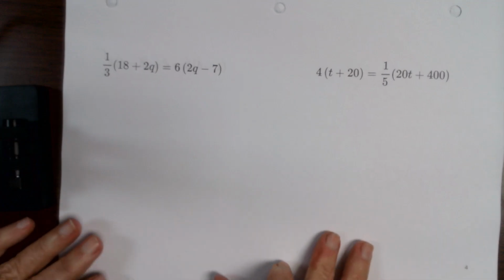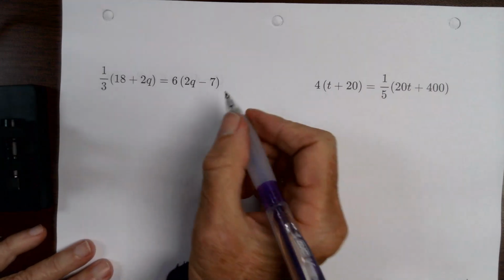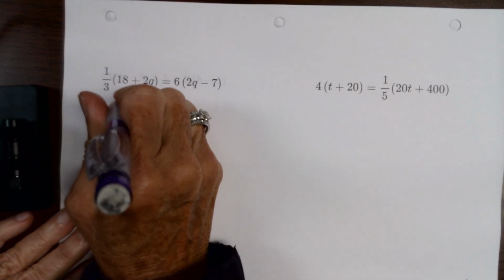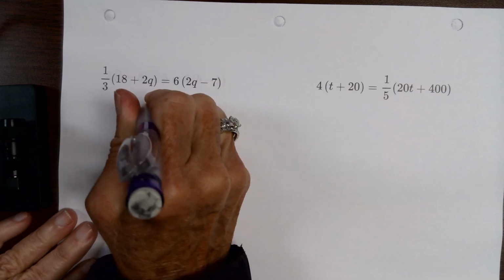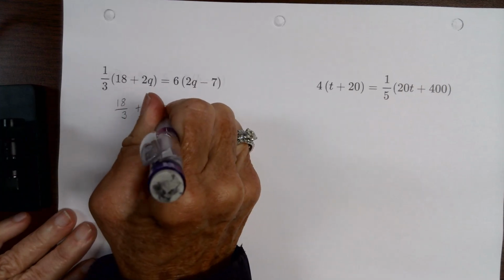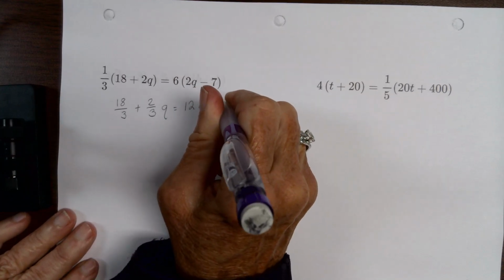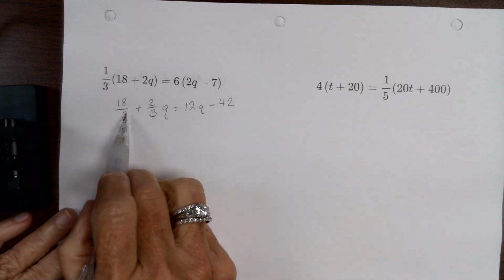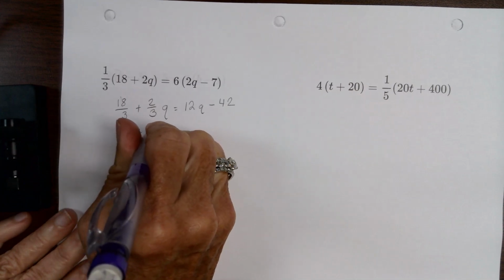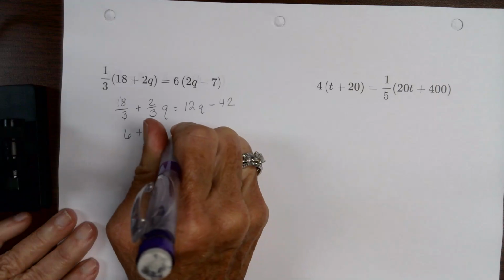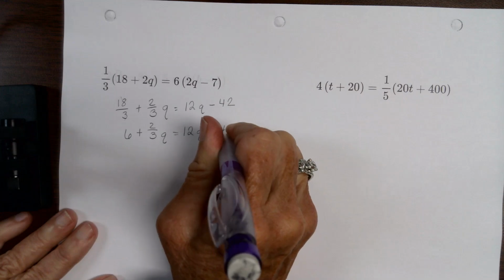Okay, now look at this. This has the distributive property here on both accounts, so I want to do that first. So I have 8, this will give me 18 over 3 plus 2 over 3q equals 12q minus 42. Now this is equal right here to 6. So I have 6 plus 2/3 q equals 12q minus 42.